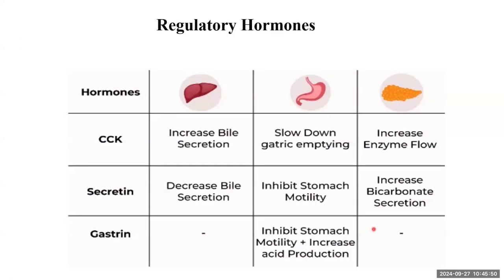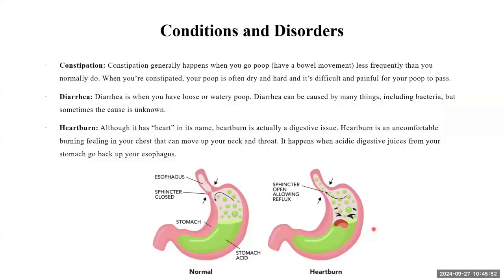So we are not going to discuss these. Yes, there are different conditions and disorders that are related to the digestive system. First one is constipation, next one is diarrhea, next is heartburn or acidity.